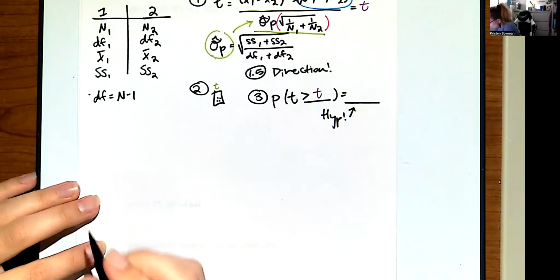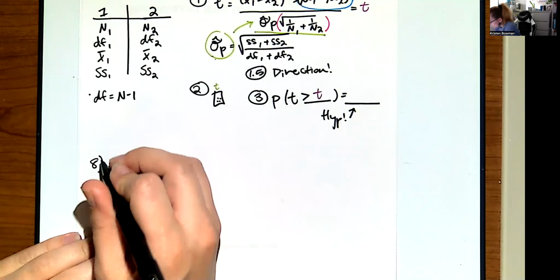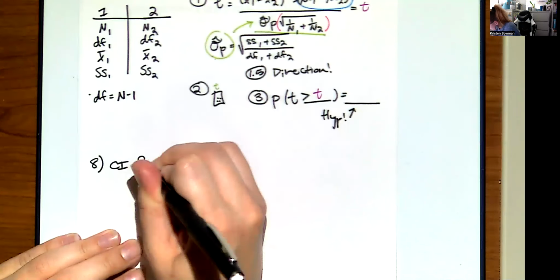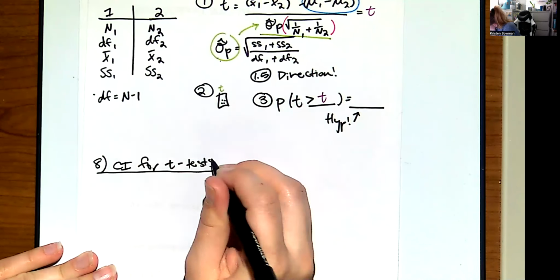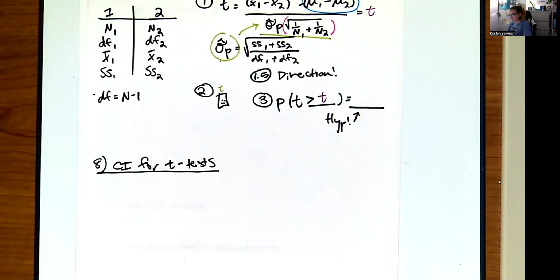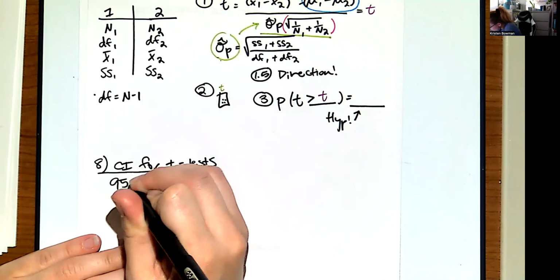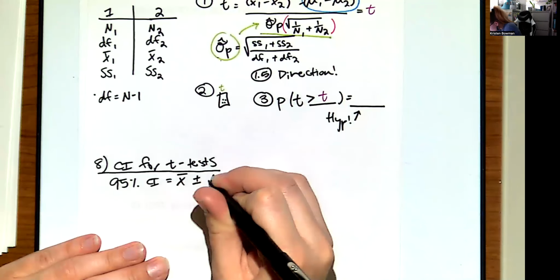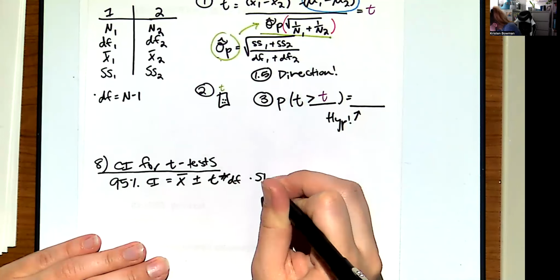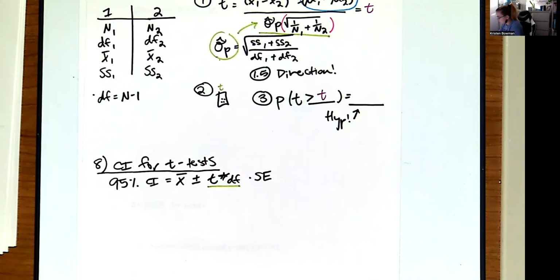Alrighty, so now let's talk about Unit 8. In Unit 8, we moved back into what we know as confidence intervals for t-tests. So same principles as before with confidence intervals, but now we're going to look at it from a t distribution point of view. So we have 95% confidence intervals: x bar plus or minus t star df times SE. So now we've introduced this idea of t star df and SE.